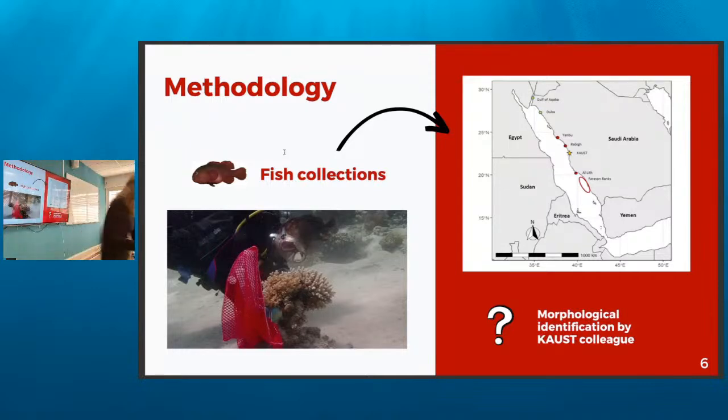For the fish collections, I have a video that unfortunately I cannot share with you on the slides. I'm just going to show it to you here. I sampled the fish scuba diving, and I anesthetized the fish using clove oil diluted in ethanol and seawater, and then collected them in Falcon tubes. Then at the surface, I took data on the sampling date, the GPS location, the exposure of the reef, the depth if possible, and some other factors. And a KAUST colleague helped me with the morphological identification of some species if possible.